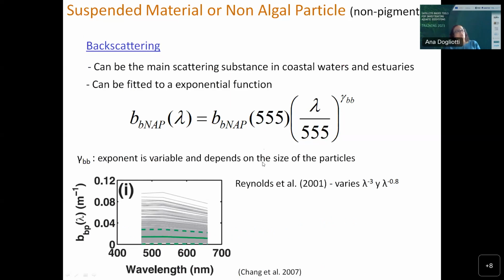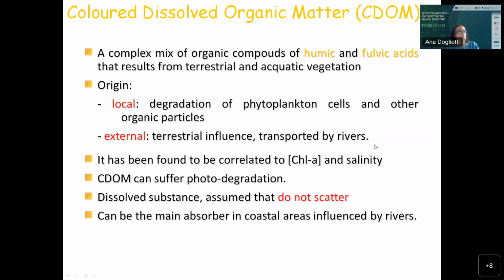In turn, backscattering can also be fitted to an exponential function, and the exponent has also shown to be variable. Actually, this depends on the size of the particles. The exponent has been shown to vary between lambda to the -3 and lambda to the -0.8. So it's quite variable, and it can be fitted using this model.